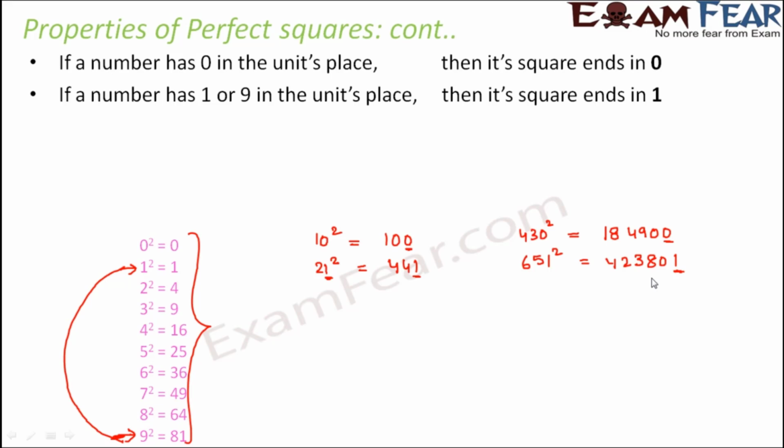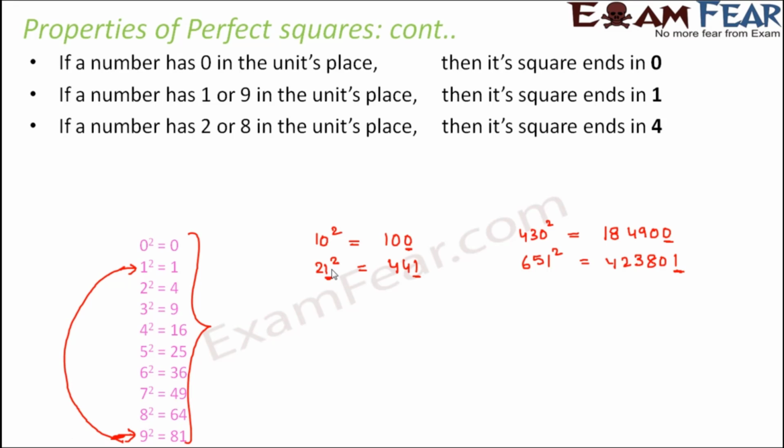So what I'm trying to say is, even without doing the actual multiplication, just by looking at the units place of a particular number, you can say what would be the units place in the square. So the square would end in what digit? If a number has 2 or 8 in the units place, then its square ends in 4. So you see here, 2 squared is 4.